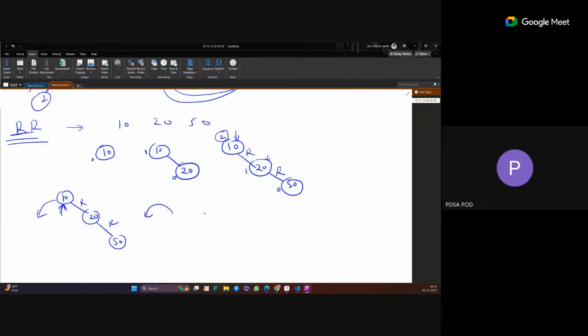Okay, so now this 20 will come at the 10th position, and 10 will become left, and then 50 will come as a right. Okay, so this is the rotation. After rotation we will get the balance. Okay, so that's 0, 0 and 0. This is not always all 0, but the balance factor 2 will reduce; it will become either 0 or 1. So after rotation your tree will become balanced according to the AVL rule.